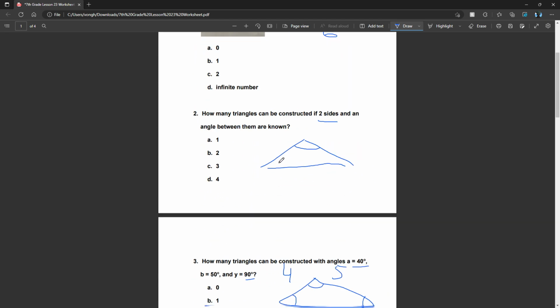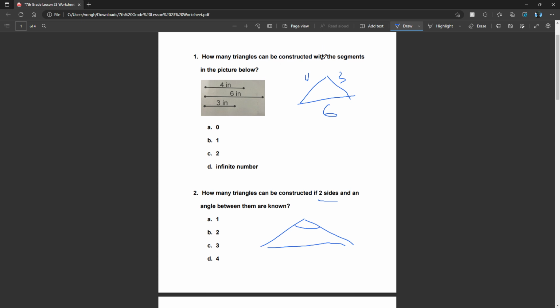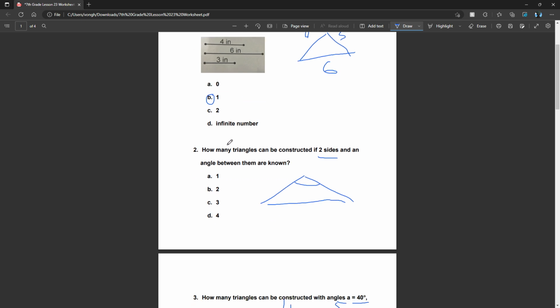So let's just do the first 2 and you can try the rest on your own. How many triangles can be constructed with the segments below? We know that it has 3 lines right here. So that means you're only going to be able to create 1, because you can't really create more. How many triangles can be constructed if two sides and an angle between them are known? Well, you need to know more angles to see if it can create more triangles, and you only have two sides, so you can't really tell, so it's only going to be one.